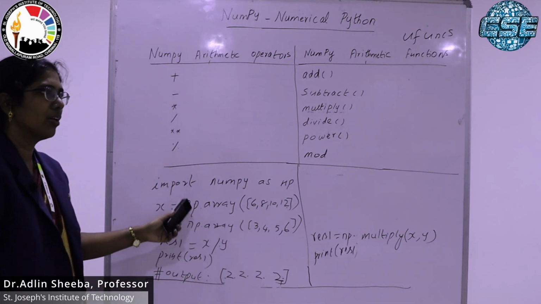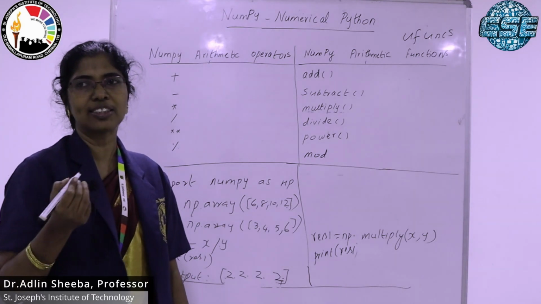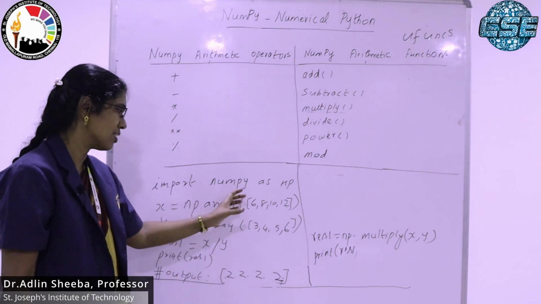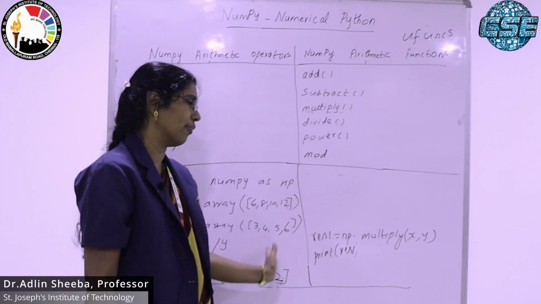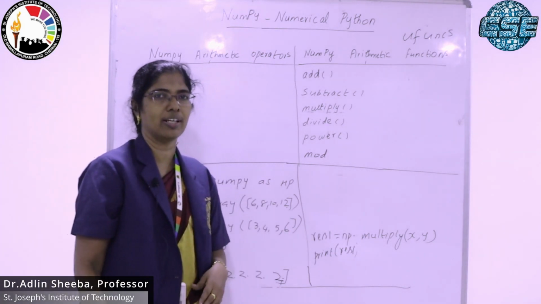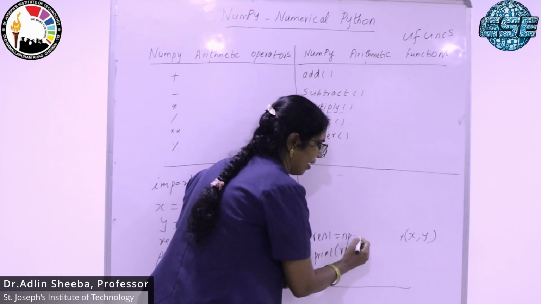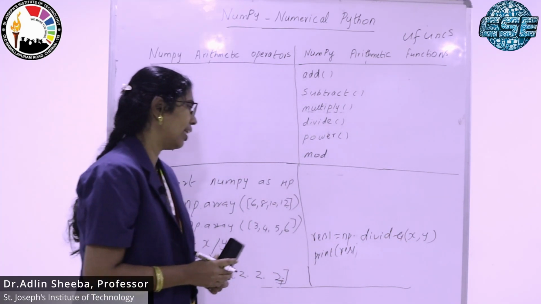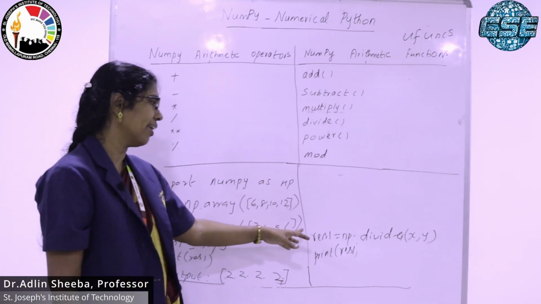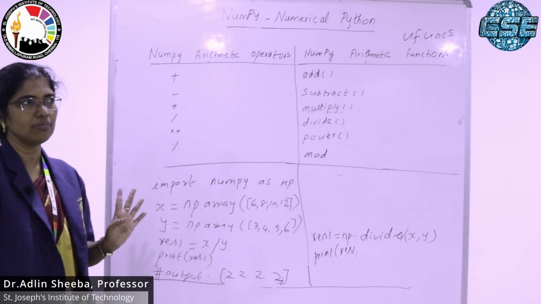So the reason is, while dividing we may get 0.25 or we may get 0.3. So for this purpose it's coming as a floating point number. Okay. So the same thing, we have a corresponding ufunc in NumPy. The ufunc we have here is divide. Divide of x comma y, and if we print the result we will be getting the same output.